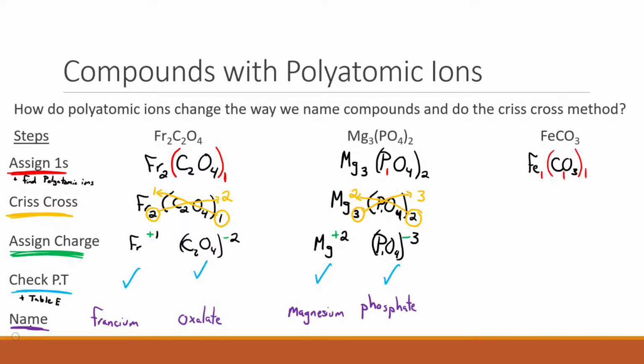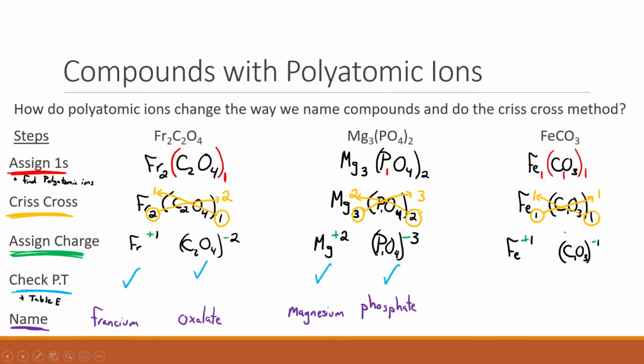Then we're crisscrossing. We've got Fe1, C1O3 in parentheses with a 1. We're going to take that 1 from the iron and bring it up and over. The 1 from the polyatomic ion, bring it up and over. That's going to put us here, Fe1, C1O3, 1 in parentheses. First ion is always positive. Second is always negative.